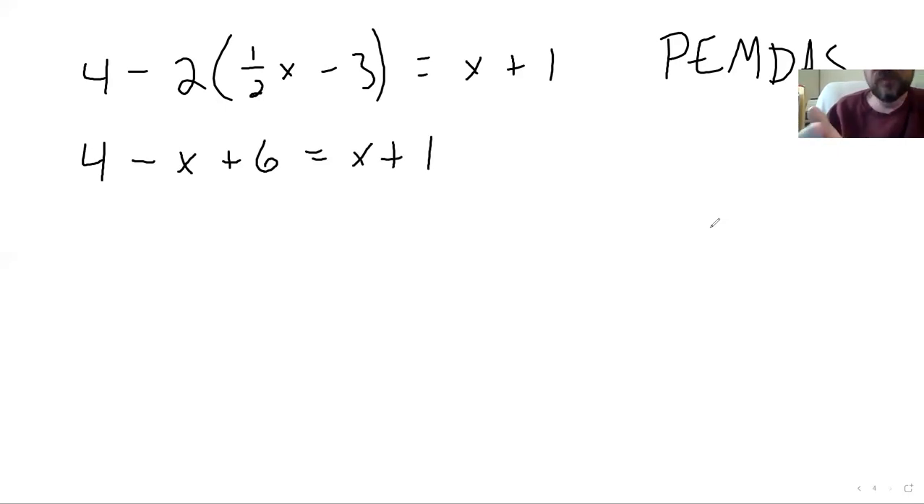This is looking more like something I can deal with. So now I'm combining the 4 and the 6 on the left side. 4 plus 6 is 10. One common mistake is to think that this minus sign goes with this 4. It does not. This minus sign goes with the x, telling me that the x is negative, not the 4. This is a positive 4. So this is +4 plus 6 minus x, and over here it is 10 minus x.